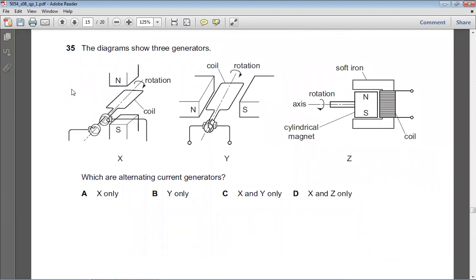The diagram shows 3 generators. So you can see this is a slip ring commutator. So this is a generator. This is a split ring commutator. So this is a motor. This is the famous dynamo, which produces electricity. So which are alternating current generators? Okay. So the dynamo produces, and the X also produces electricity. So I think X and Z.